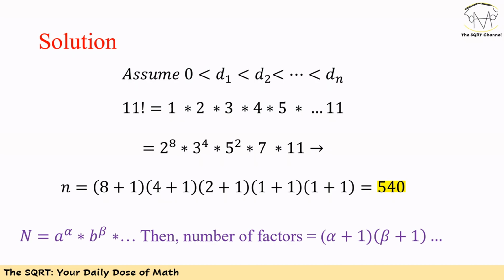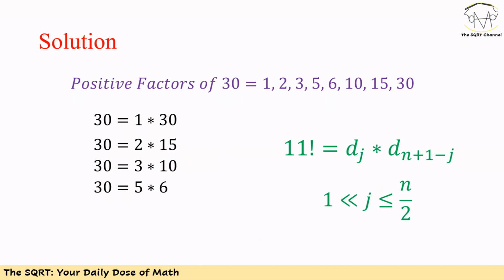Let's continue the discussion with an example here. Consider the number 30. The positive factors of 30 are 1, 2, 3, 5, 6, 10, 15, and 30. Remember, we wanted to sort them from the smallest to the largest, and we did that here. Now we can write 30 as the multiplication of its factors in different ways. For example, 30 can be written as 1 times 30, 2 times 15, 3 times 10, or 5 times 6.